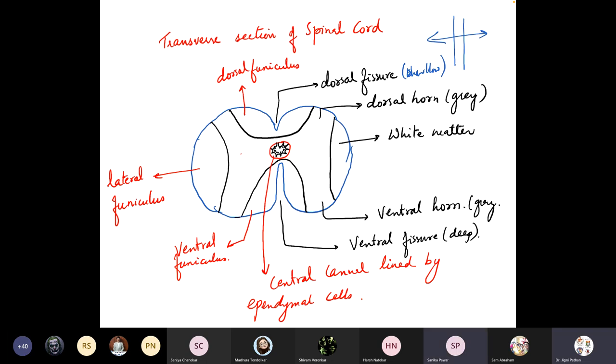Done? Ma'am, it's lateral funiculus on both the sides, right? Yeah, lateral funiculus on both the sides. If you remember, is the brain having gray matter outside or inside? Tell me. Outside. So the gray is outside and inside is white. But in the spinal cord, it is opposite. So gray is inside.